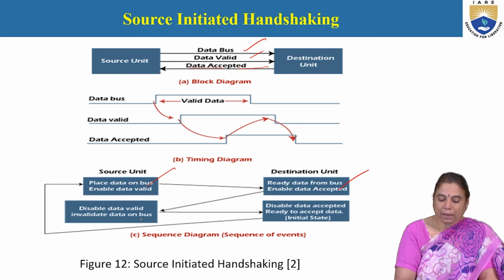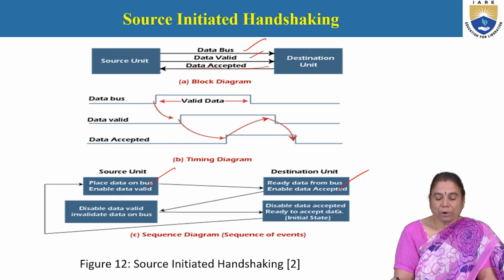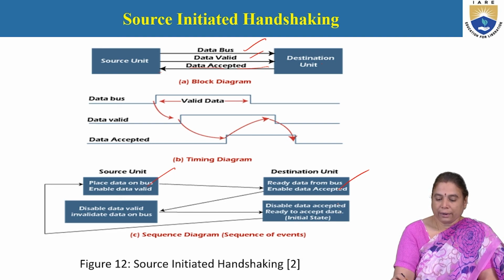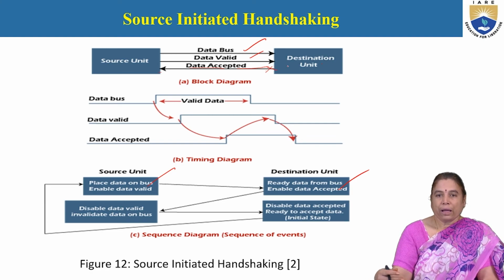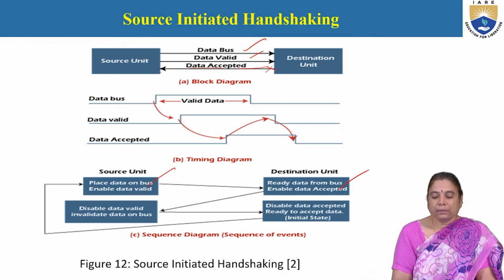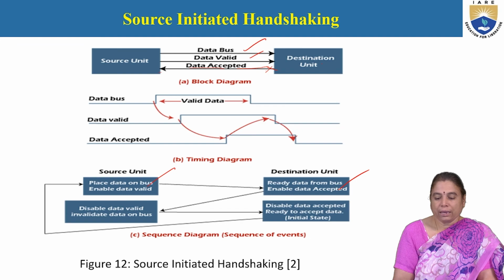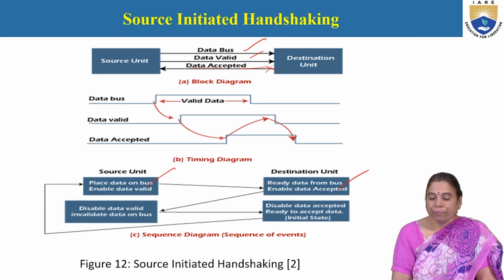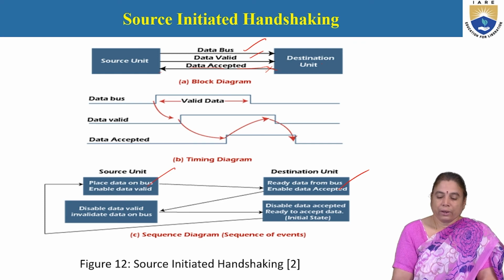Then disable data valid, invalidating data on the bus, so that the transfer can take place. Disable data accepted, ready to accept the next data, so that the destination disables data accepted and is ready to accept the next data. In this way, source initiated handshaking works, and the unit receiving the data can indicate the status of the transfer with the help of the data accepted signal.